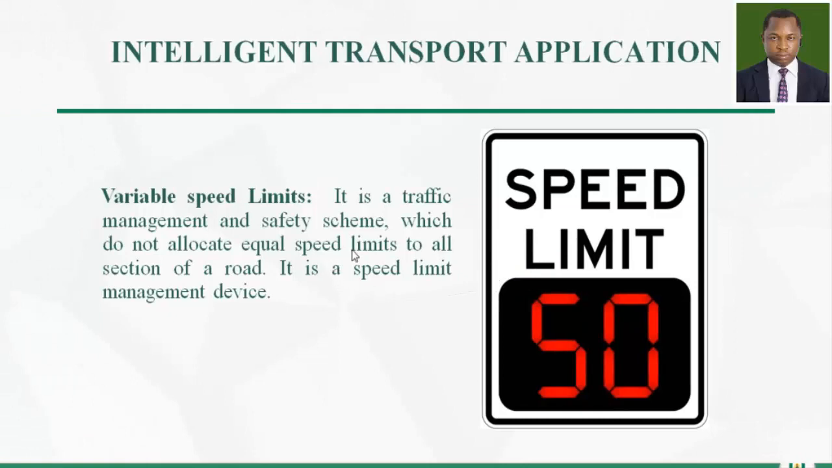Now we have the variable speed limit. This is a traffic management and safety scheme which does not allocate equal speed limits to all sections of a road. It is a speed limit management device. There are some road networks that demand a higher speed limit, and there are some that require a lower speed limit. So the variable speed limit device helps to regulate speed limits on the roads.